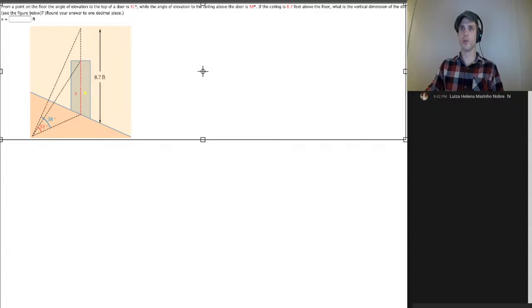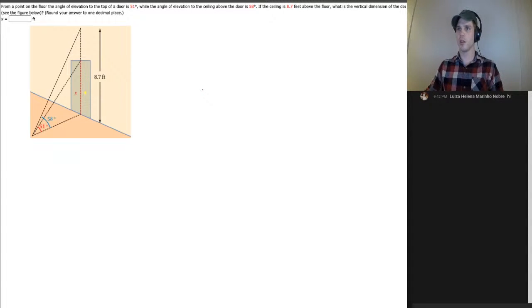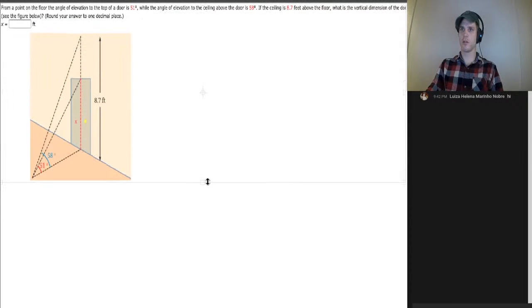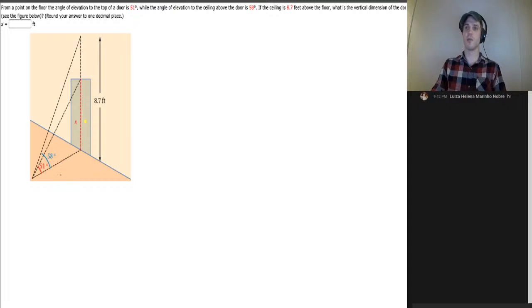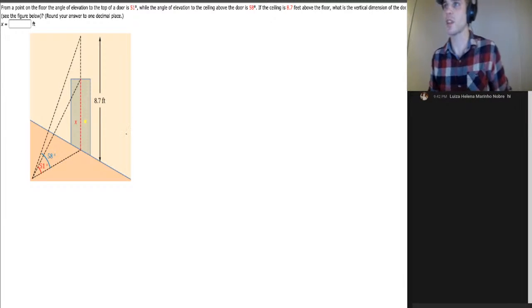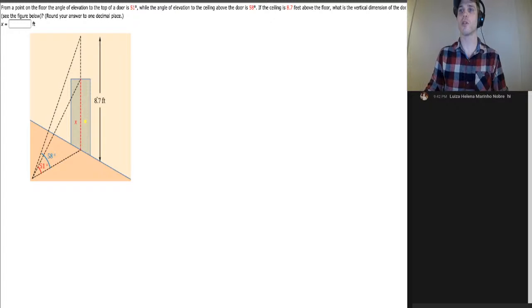All right, so I kind of cut off the word door in this problem when I took the screenshot, but that's okay. I'll just try to read it. Okay, so this says from a point on the floor, the angle of elevation to the top of the door is 51 degrees. And you see that here. So from the floor to the top of the door, that's the angle of elevation, is 51 degrees. While the angle of elevation to the ceiling from that same point is 58 degrees. That's the big angle here. If the ceiling is 8.7 feet above the floor, once you find that information here, what is the vertical dimension of the door? So the height of the door.